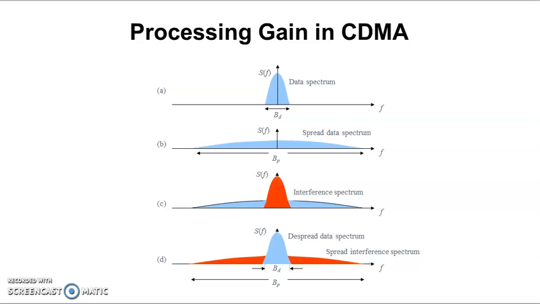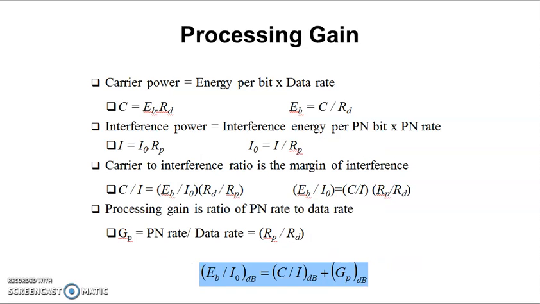So using this, we can find out whatever data rate we are having, and we can have a processing gain, that is Gp equal to the PN rate by the data rate, that is Rp by Rd. And we can find out Eb by I0, that is the energy per bit to interference density ratio.